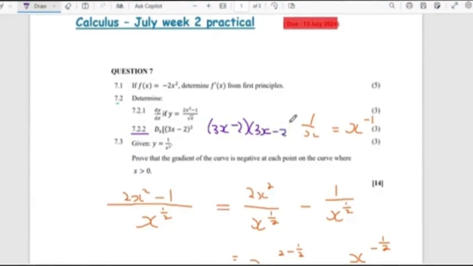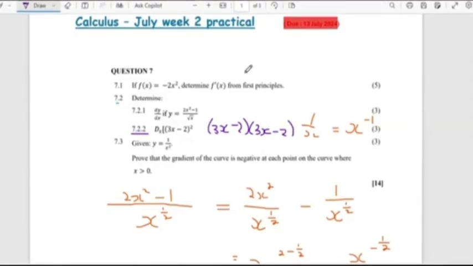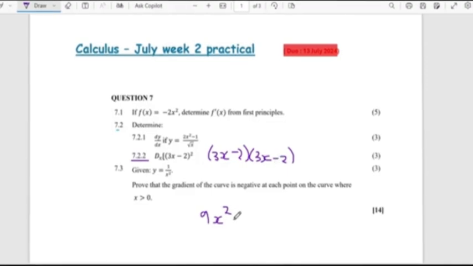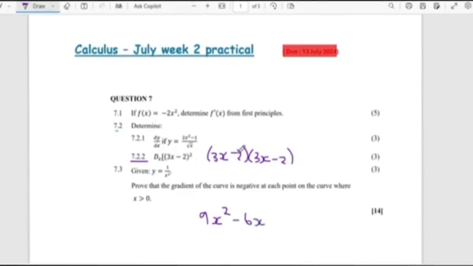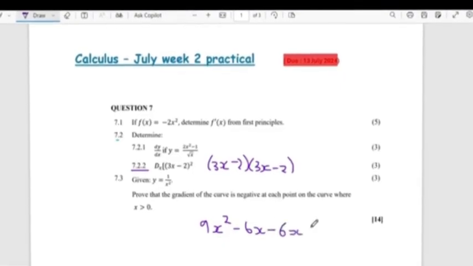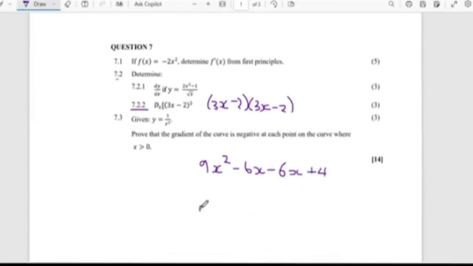From here, we're going to multiply these two brackets. And after we have multiplied these two brackets, we would have a quadratic equation. From there, that is when we can start applying our first principle, or rather we can start applying the derivative law. Now let's go about doing that. If you multiply this 3x with this 3x, you're going to get 9x squared. And then this 3x multiplied by negative 2, you're going to get negative 6x. This negative 2 multiplied by 3x, you're going to get negative 6x. And then this minus 2 multiplied by minus 2, you're going to get positive 4. From here, if you simplify this further, it's going to be 9x squared minus 12x plus 4.